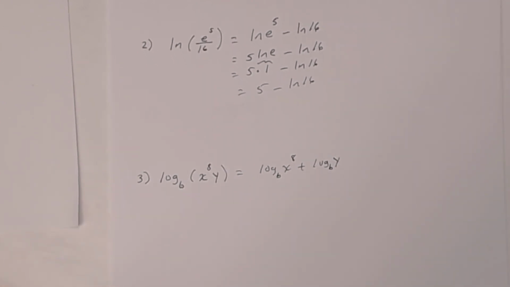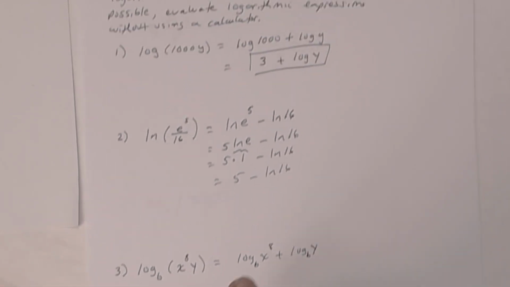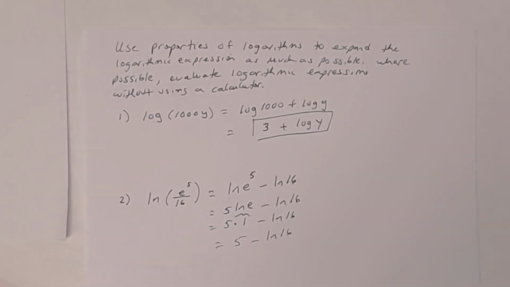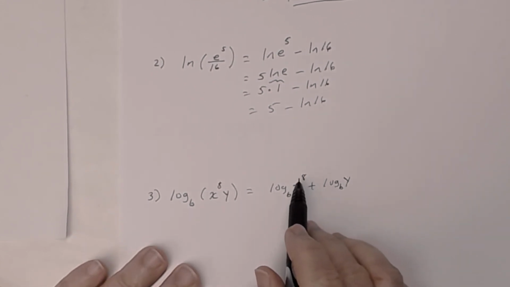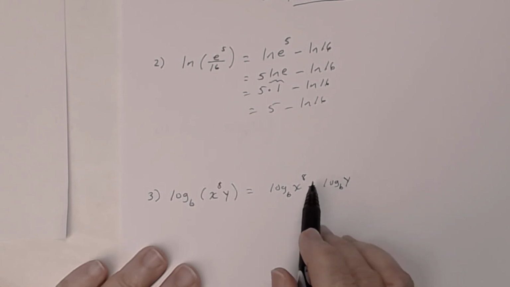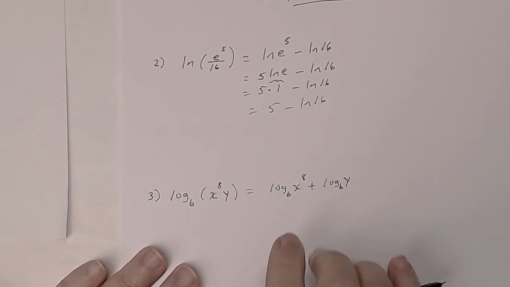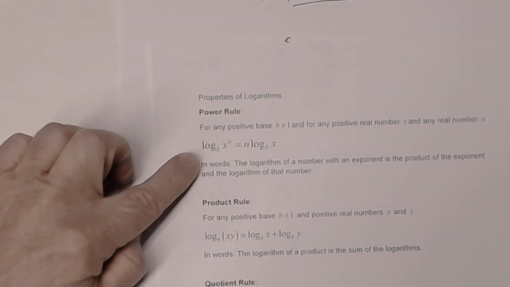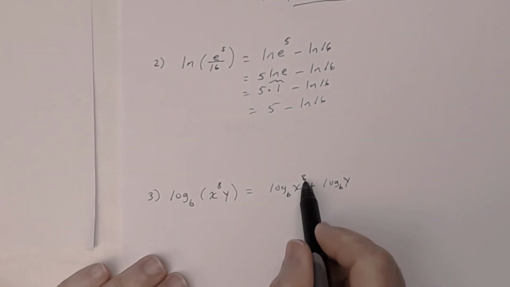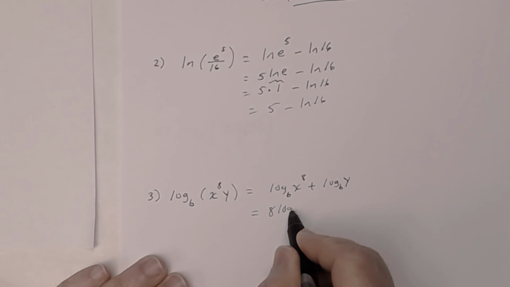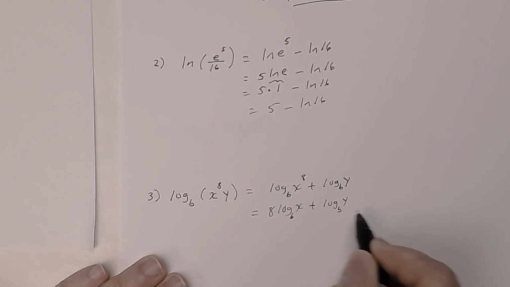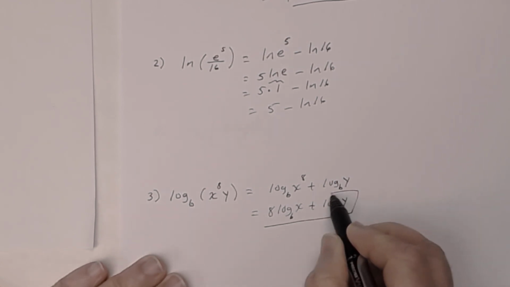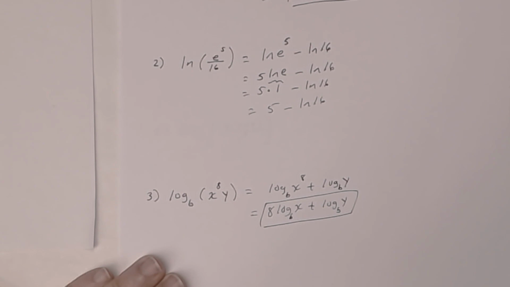Now remember, the directions said expand as much as possible. Well, expanding as much as possible means to make sure that the exponent in every case is 1. Well, that's not 1 here, that's 8. So we're going to take this 8 and write it as a product. So that's using the power rule. And so therefore this becomes 8 times the log of x base b plus the log of y base b, and that is it. That's all you can do. All right, so that's expanding as much as possible.